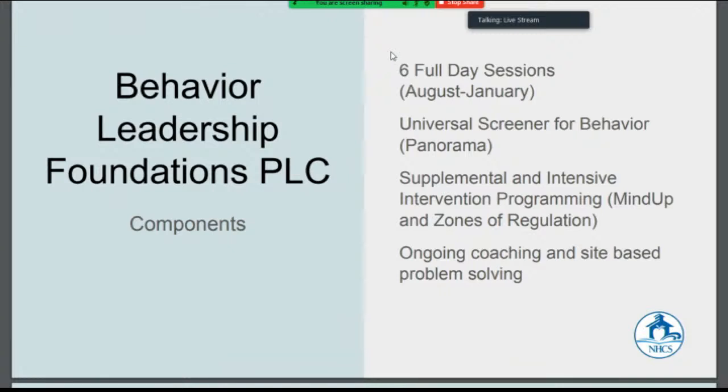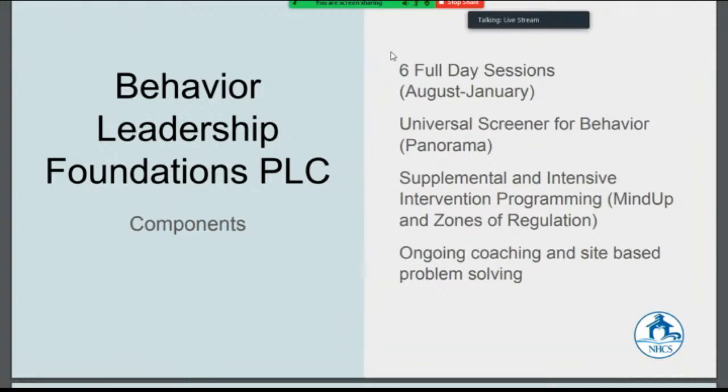As a reminder, this is 6 full-day sessions that have been operating from August through, we are scheduled out through January. Included in this are universal screeners for behavior, and universal screeners provide an overall baseline picture of where there might be risk factors when it comes to behavior, but it also provides an idea of protective factors. How many social competencies are we seeing through our social emotional learning? Supplemental and intensive intervention programming. Examples of those are Mind Up and Zones of Regulation. And then, of course, ongoing coaching and site-based problem solving.